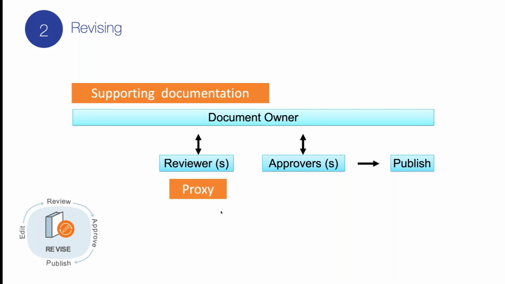We also have the ability to have proxies. So if a reviewer was not available, they can have an automatic proxy set up that would send the request to another user to complete. We have the ability to deal with delegations. So, for example, if an approver receives a request and they believe it needs to go to someone else, they can delegate their approval to another user.